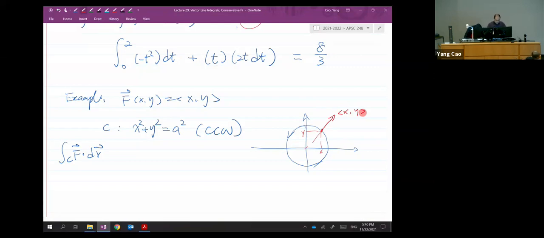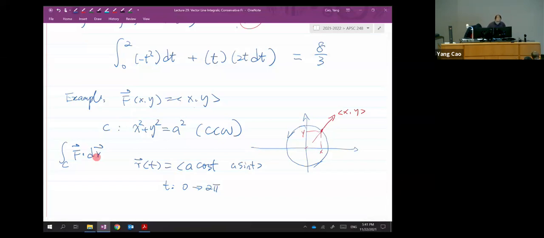So how would you compute this vector line integral? A typical approach is to obtain a parametric equation first for the curve C. If it's a circle, then a cosine t, a sine t, and t goes from 0 to 2 pi. Next, you substitute x of t, y of t into the vector function. Then you do the dot product, take the derivative, and calculate the rest. That's a typical approach.